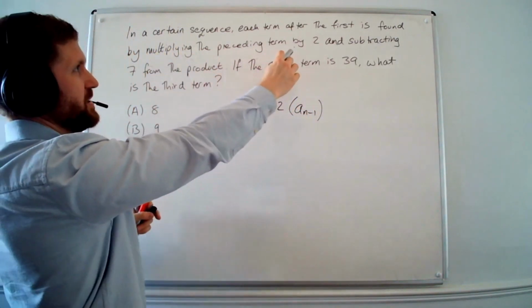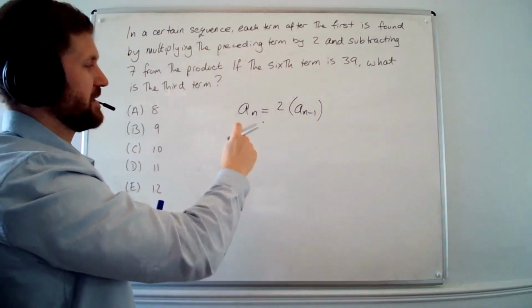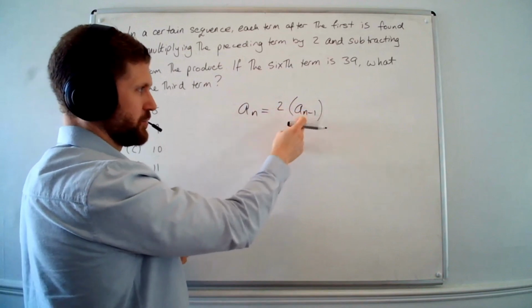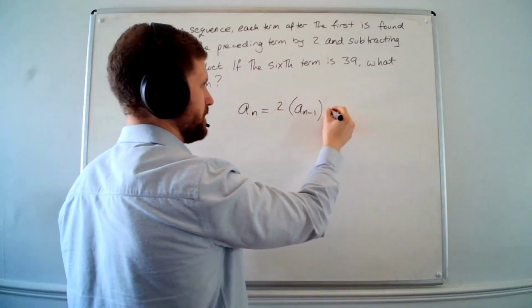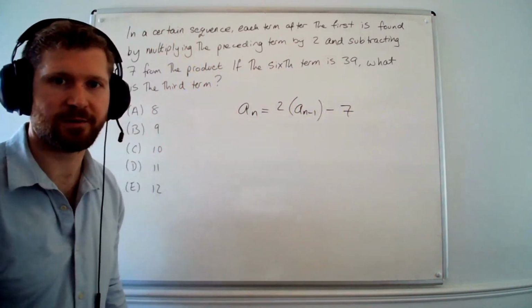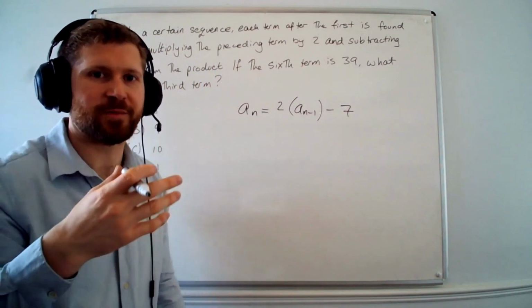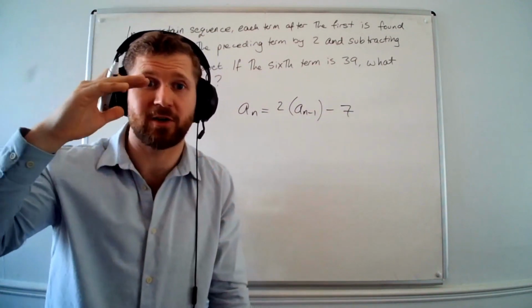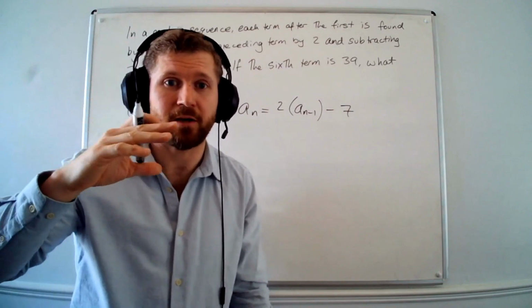Multiply the preceding term by 2, and subtract 7 from the product. So here's the product: preceding term multiplied by 2, subtract 7 from the product. That gives me my formula for getting from one term to the next. That was the top line we had in the last question. So I've got my formula.